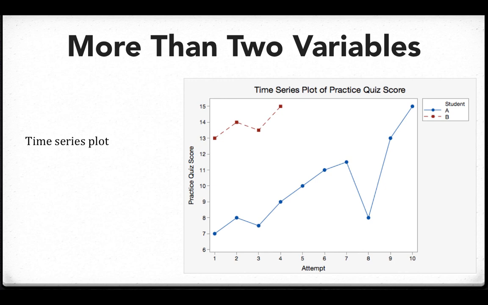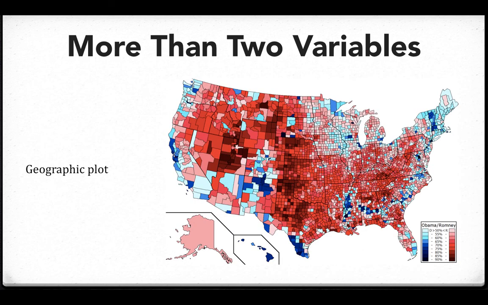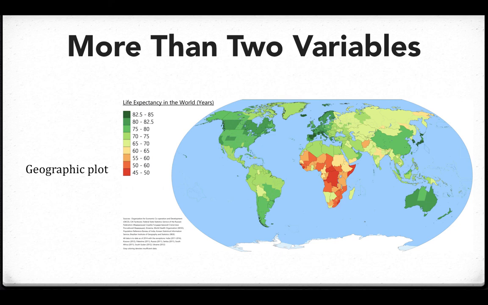The last type of plot that we're going to look at here is a geographic plot. Here we have a map of the United States showing each county and who they tended to vote for in the Obama-Romney election. This is a world map showing life expectancy. These are just a few examples of the data visualizations that you can use with more than 2 variables. There are really many different possibilities out there.